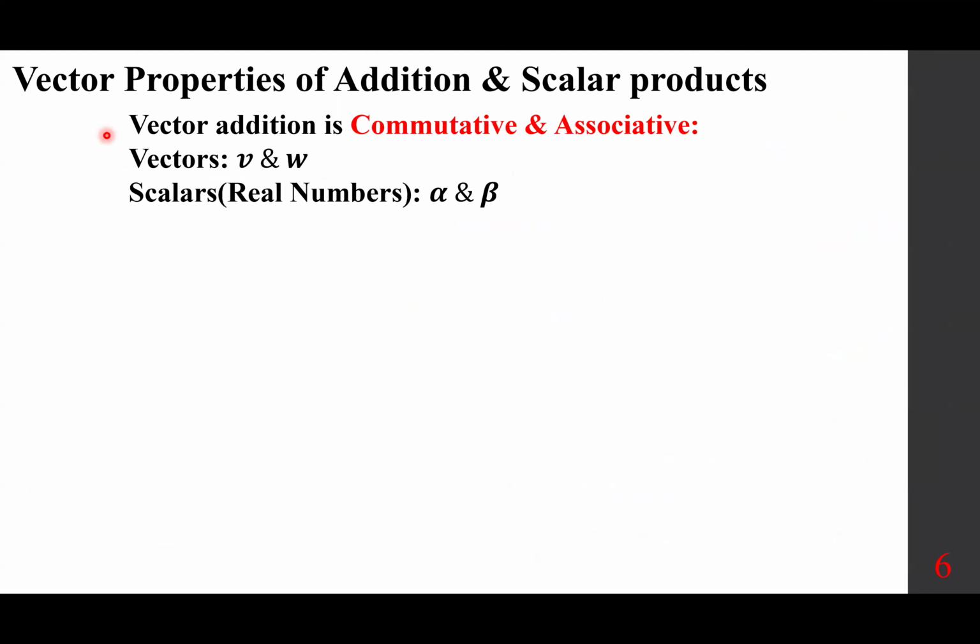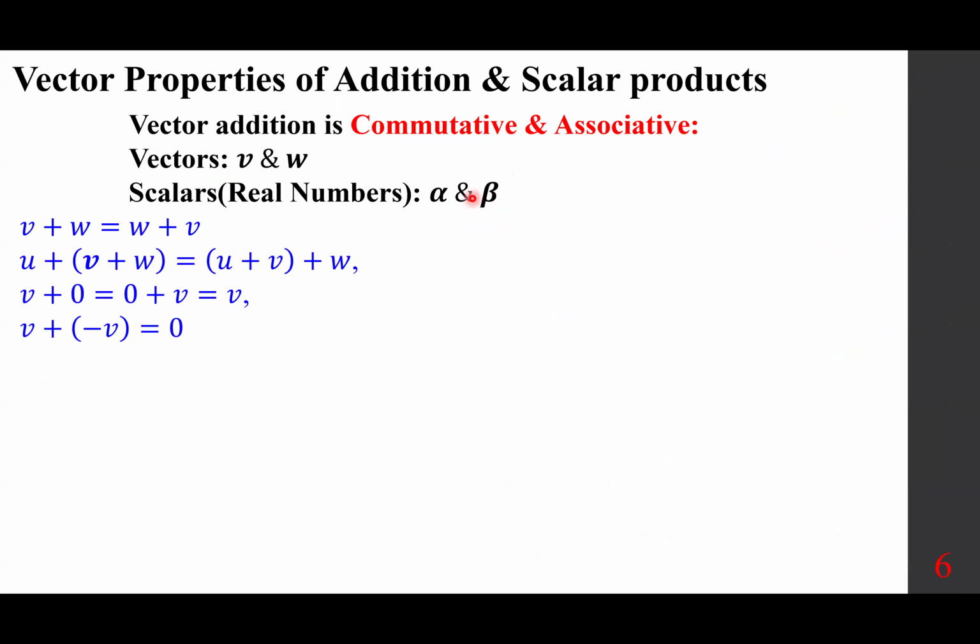Vector properties of addition and scalar products. Vector addition is commutative and associative. Vectors V and W, scalars alpha and beta. So these are two numbers. If we want to add them up, we can add them up in any order. V plus W or W plus V makes no difference.